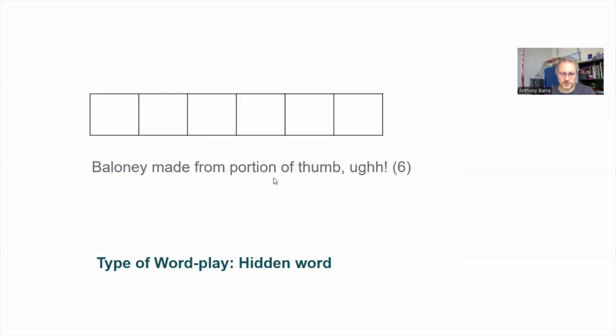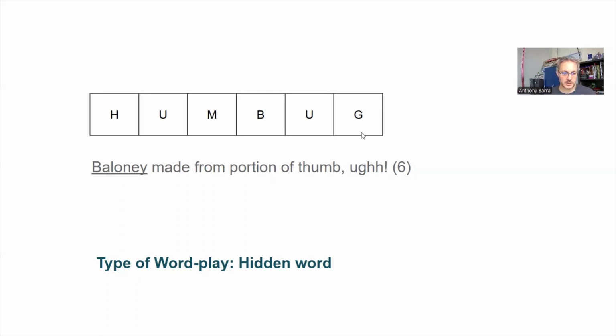Baloney made from portion of thumb, ugh. Here's another type of clue called a hidden word clue. And in this case, baloney is the definition. Another way to say baloney is humbug. And it is just about a week away from Christmas, so it's seasonal, this clue. Made from portion of thumb.